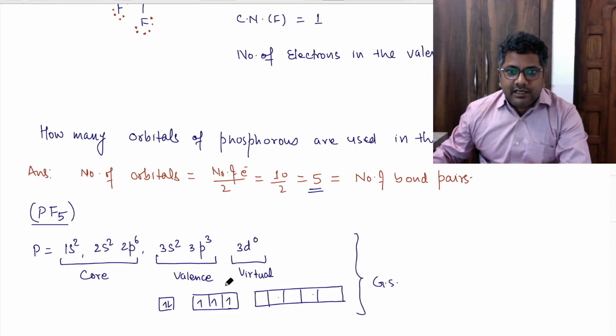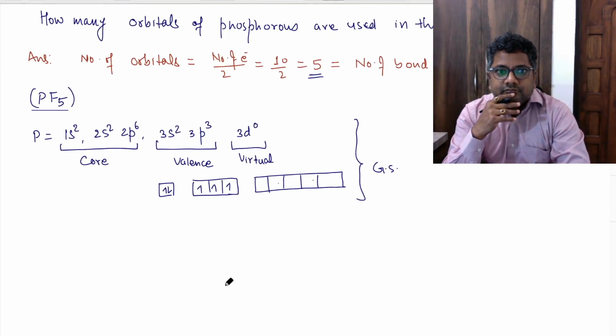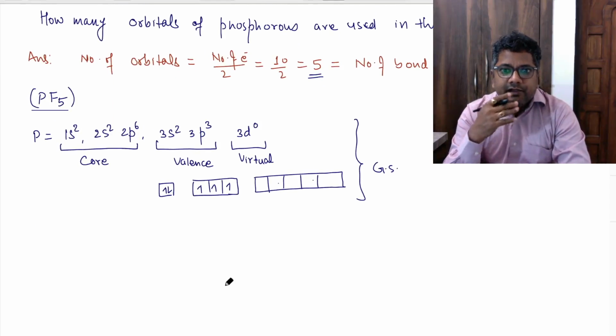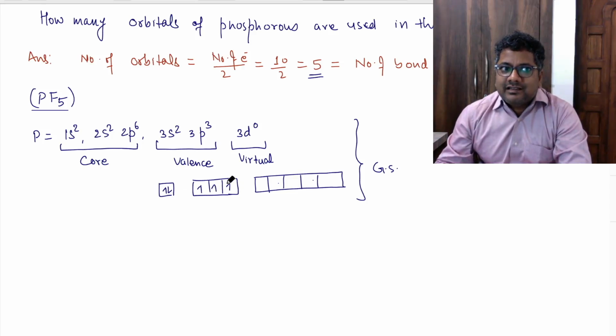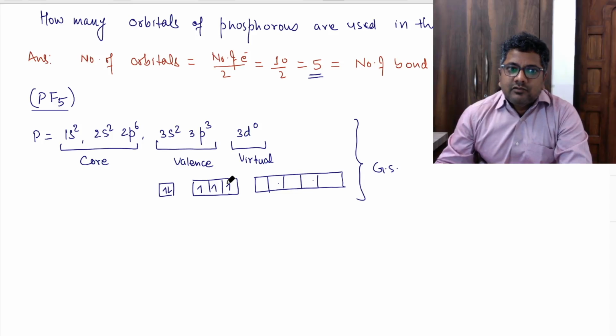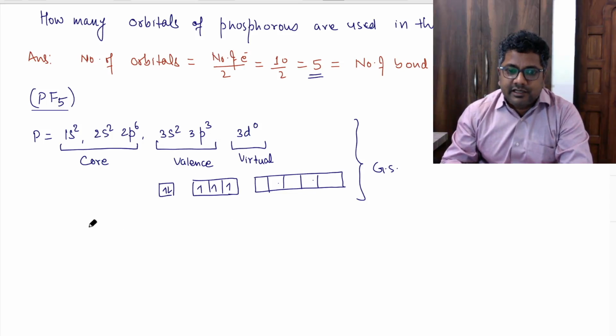So the 3s electron in phosphorus cannot be involved in the bonding, because it is already fulfilled. 3p x, y and z, they can participate, but only 3 bonds it can form. So what will happen? It means this electronic configuration of phosphorus will not exist in this PF5 molecule. So what conclusion can we say?